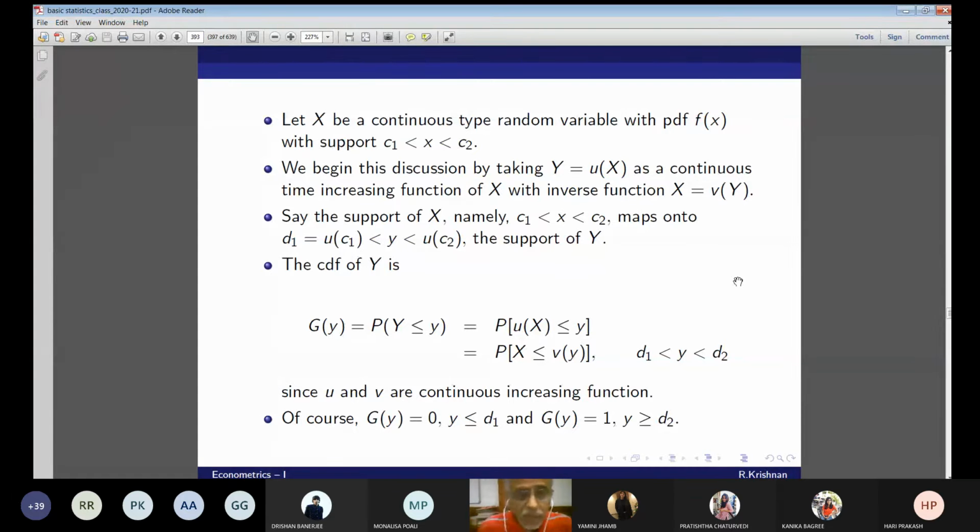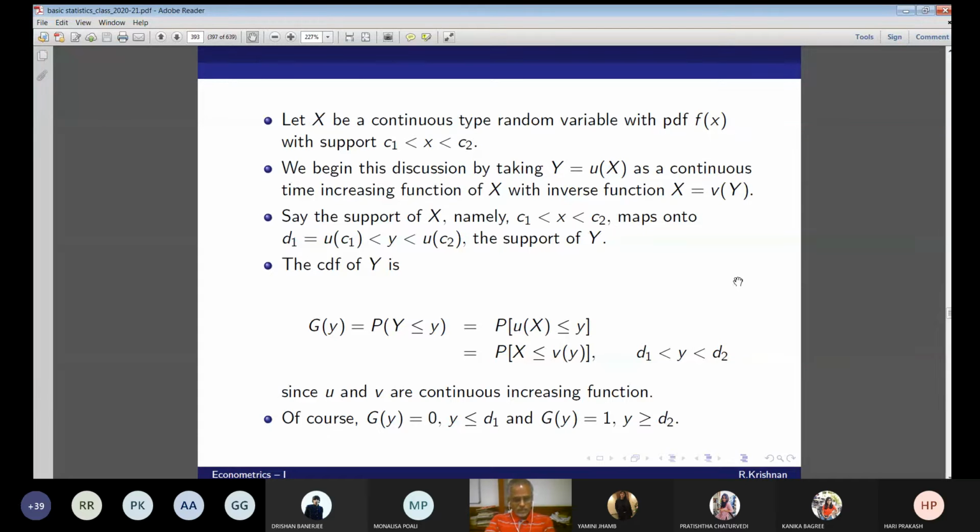Now continue. Y is equal to u of x, a continuous increasing function of x with inverse function x equal to v of y. The support of x, namely between c1 and c2, maps onto a function of c1 and a function of c2. That will be the support of y.